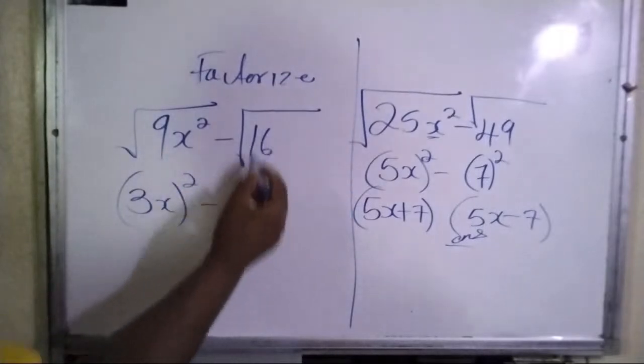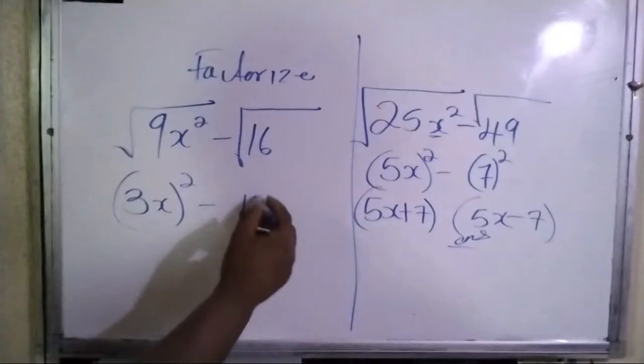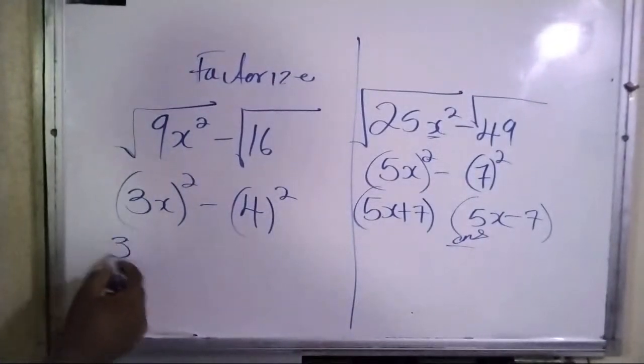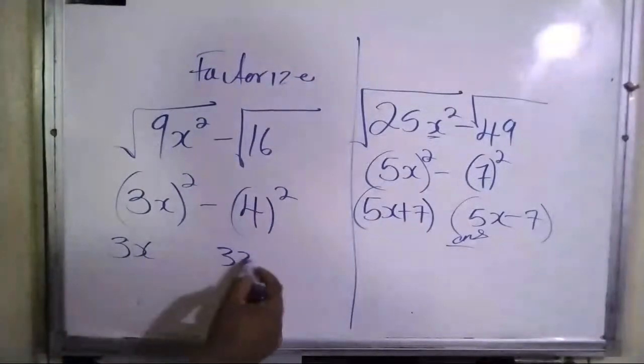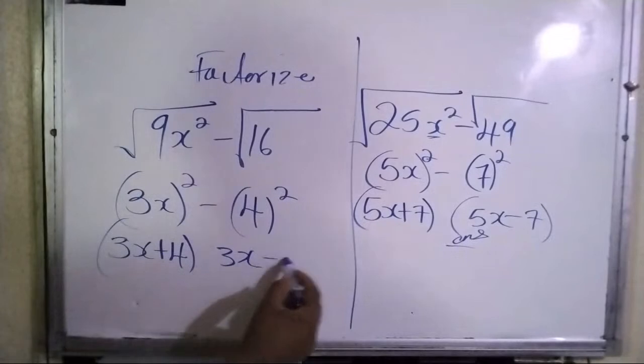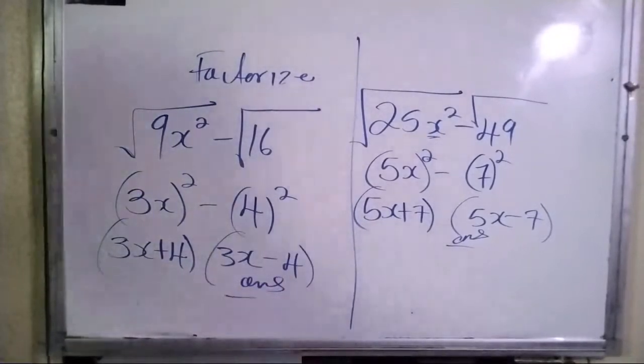Which number multiplied by itself gives us 16? Only 4 can multiply by itself to give us that, alright? So now we put 1 on either side, so we have 3x, and then plus 4 and minus 4. You guys are doing much better, very good, alright?